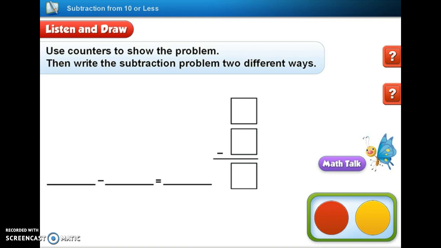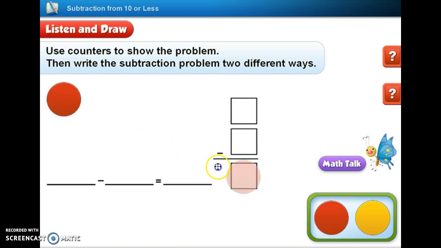I'm going to use counters to model my problem, and I want you to draw a picture to model your problem. There are 5 birds in a tree. 2 birds fly away. Okay, so I started with 5 birds. Let's draw 5 circles to show our birds.